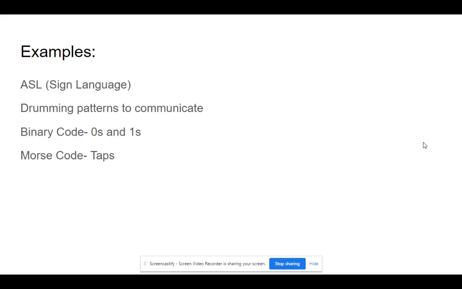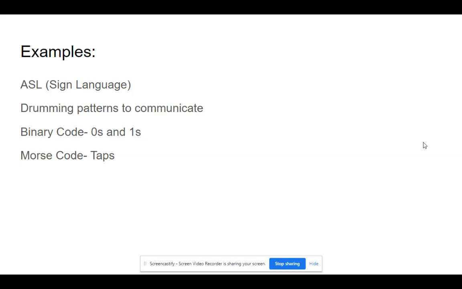Another thing we could use is drumming patterns to communicate. Now, you may have done something similar to this in music. I've seen where Miss Holmes has had you drum certain patterns for yes or for no or for one word or another word. So you are using patterns on a drum to communicate your answer to different questions.